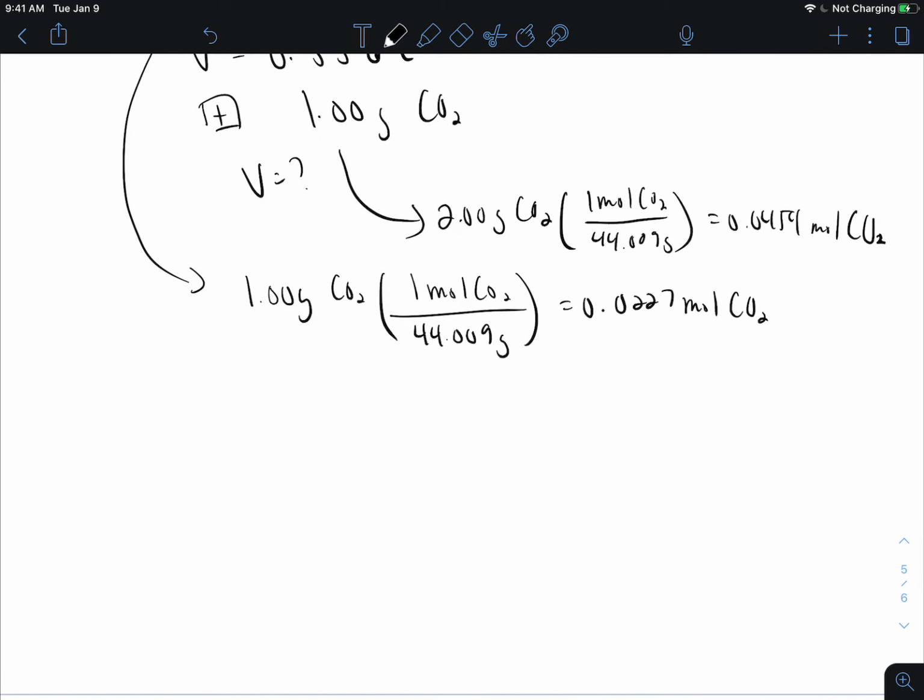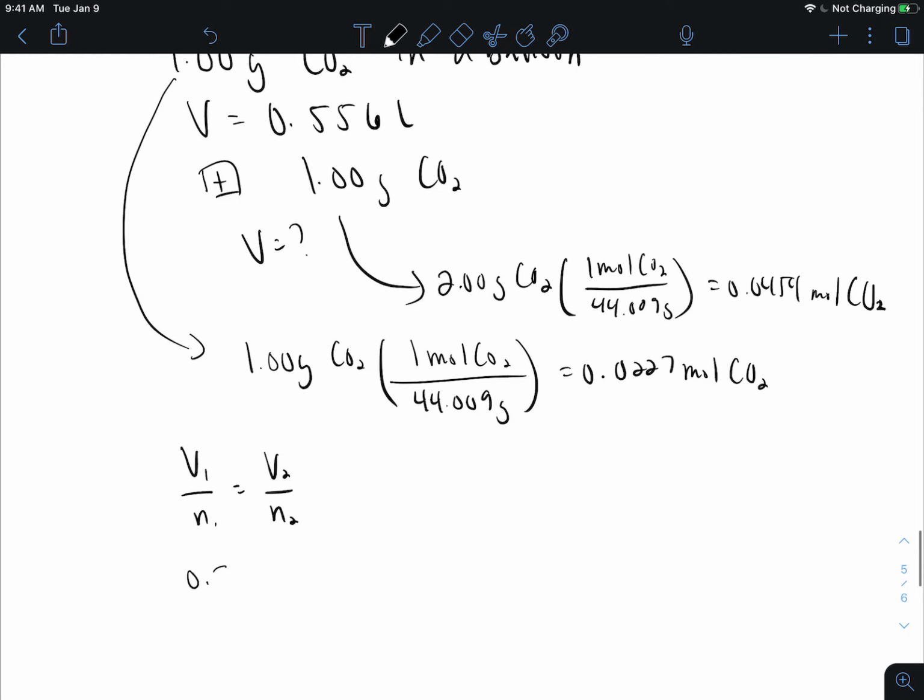We can then put this into our V1/n1 equals V2/n2. So our initial volume is 0.556 liters. Initial number of moles, 0.0227. Our new volume is what we're solving for. Our new number of moles, 0.0454 moles. And when we solve for this, we get a V2 equal to 1.11 liters.